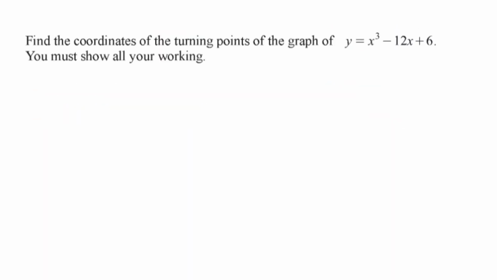Let's solve this question. Find the coordinates of the turning points of the graph of y is equal to x cube minus 12x plus 6. You must show all your working. First, we need to find the turning points. So to find the turning point, the first step is to find dy by dx. Okay, so dy by dx is 3x square minus 12, and equate this to 0.